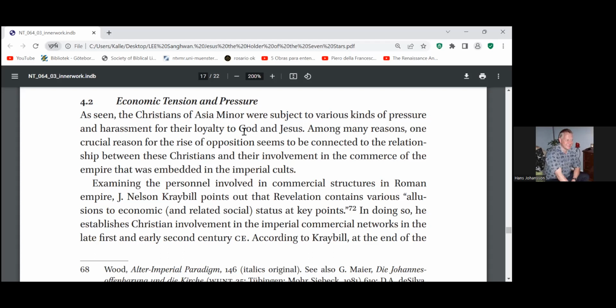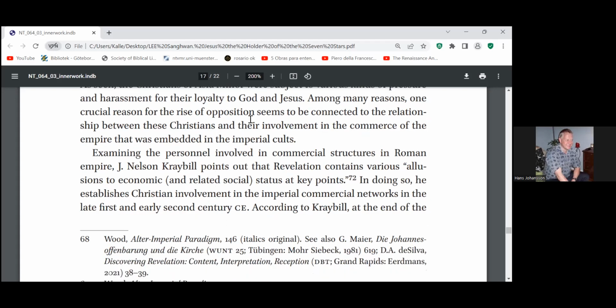Economic tension and pressure. As seen, the Christians of Asia Minor were subject to various kinds of pressure and harassment for their loyalty to God and Jesus. Among many reasons, one crucial reason for the rise of opposition seems to be connected to the relationship between these Christians and their involvement in the commerce of the empire that was embedded in the imperial cults.